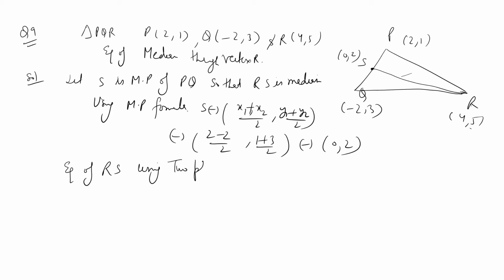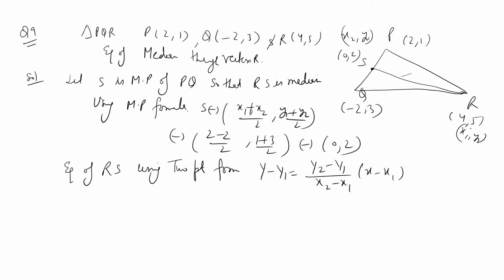Two point form, isn't it? Two point form. Why? Because the two points are visible to me: x1, y1, x2, y2. Moreover, if it would have been perpendicular, I could relate the slope with the slope of PQ. But it is not perpendicular. Actually, it is the median. So just two points are convenient to me. So using two point form, y minus y1 is y2 minus y1 upon x2 minus x1 into x minus x1. So this is my x1, y1 and this is my x2, y2.